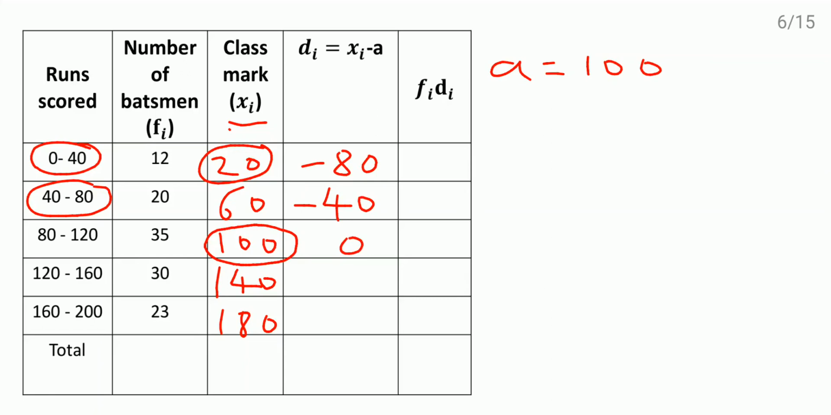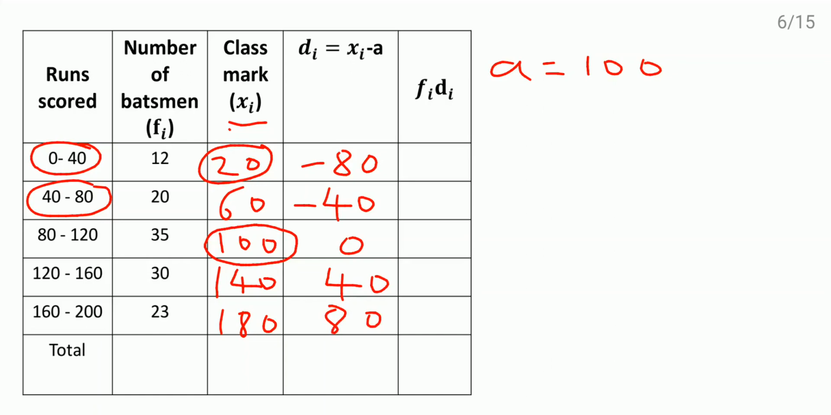140 minus 100 is 40. Do you get what I am doing? 140 is xi, minus A which is 100, so it is 140 minus 100 is 40. Same here, xi is 180. 180 minus 100 is 80 here.